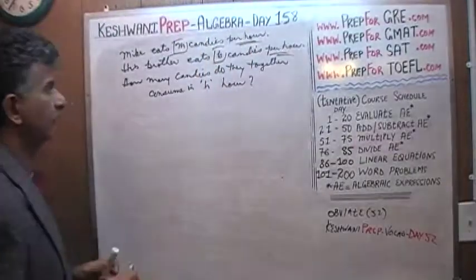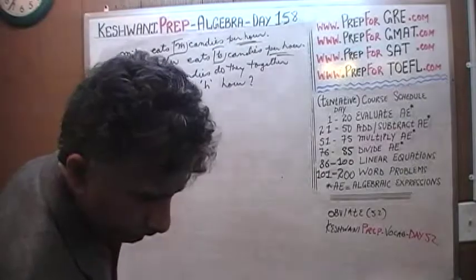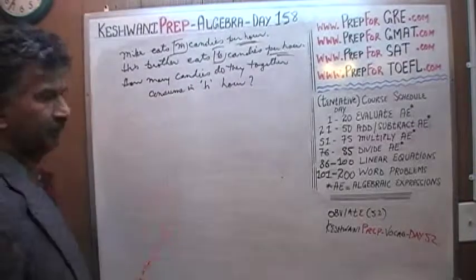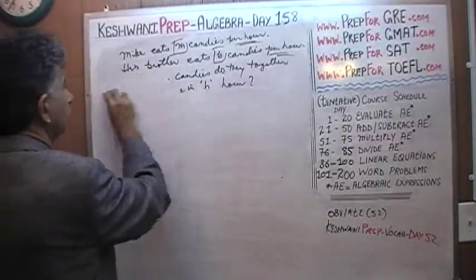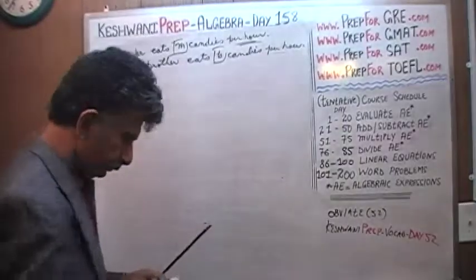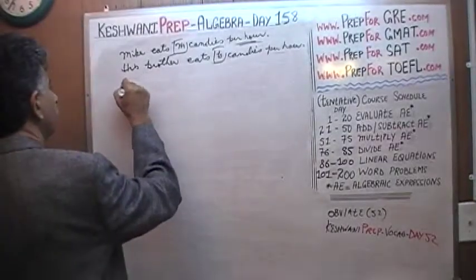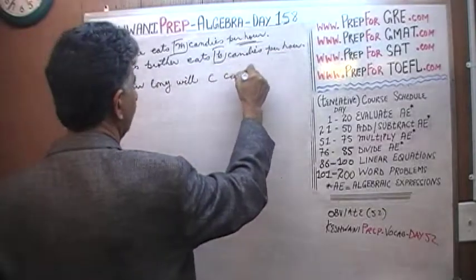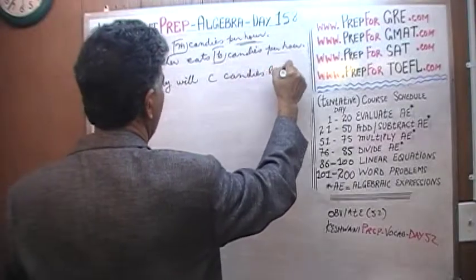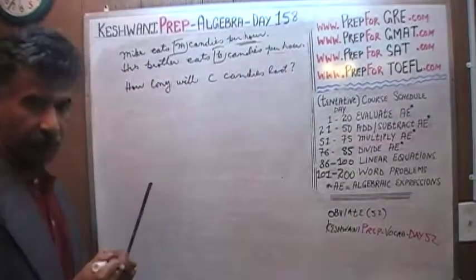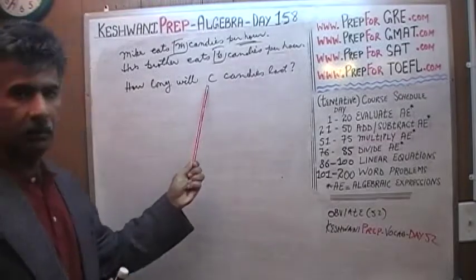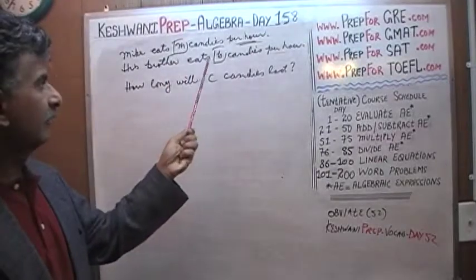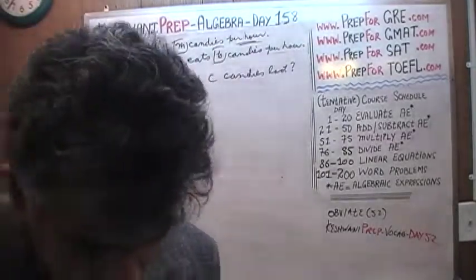Here's the next question. Mike eats M candies per hour. His brother eats B candies per hour. Here's the question. How long will C candies last? We're not told how many C is. Obviously, C is some quantity. And the question simply is, how long will that quantity last if this guy consumes M per hour, this guy consumes B per hour? Well, let's do it together.